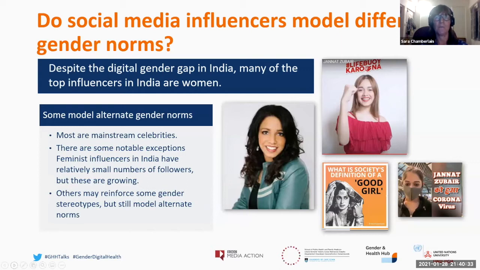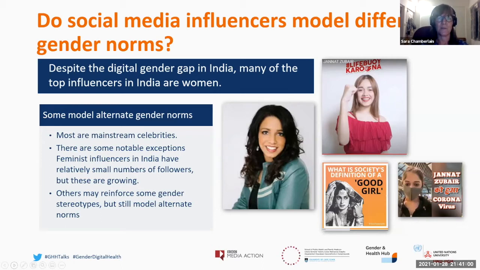Sangeet Jain, pictured on the left in a green jacket, is a social worker in Delhi who talks about mental health issues and domestic abuse with her 2 million plus followers. Feminist influencers in India, such as She the People TV on Instagram, have much smaller numbers of followers. She the People TV has approximately 400,000, but these numbers are growing.